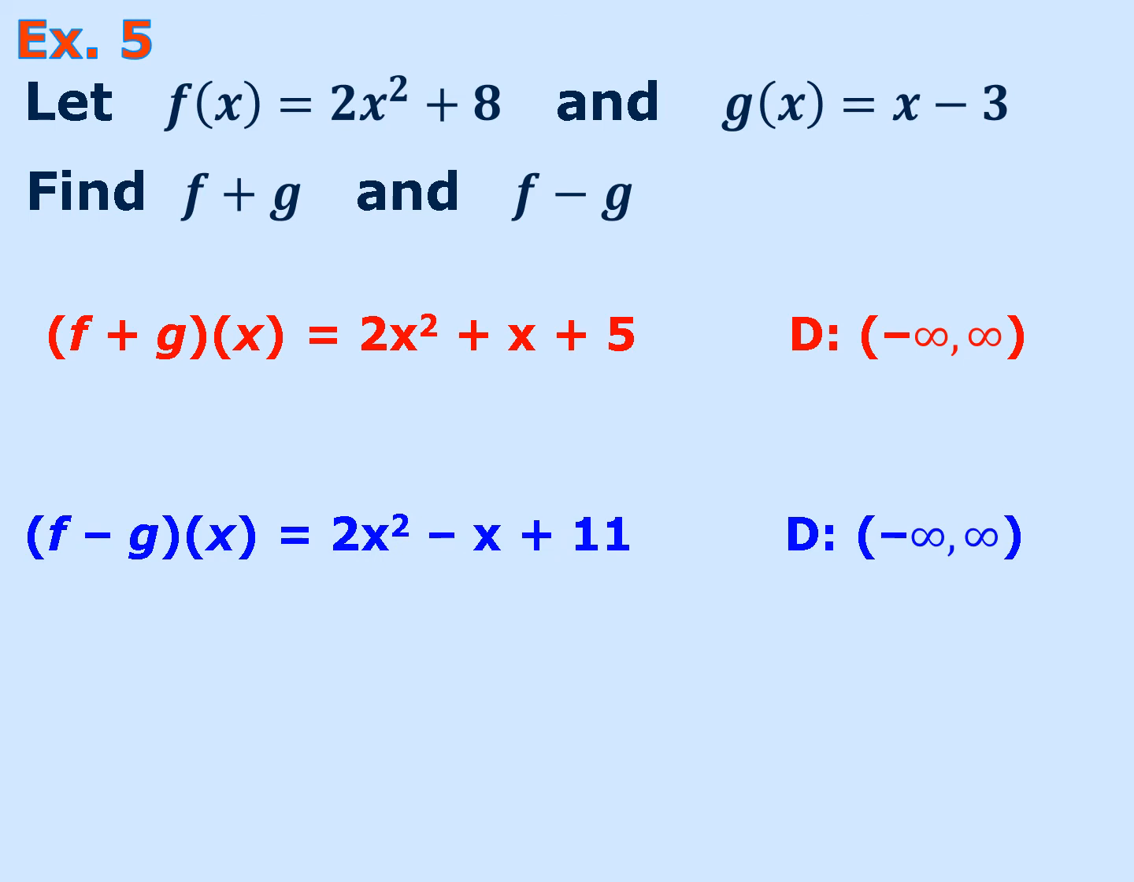F minus g of x, well, don't forget when you subtract, you change the sign on the x, and then the subtraction of 3 becomes plus 3, and you end up with 2x squared minus x plus 11. And of course, that is a quadratic as well, so your domain is negative infinity to infinity. Because negative infinity to infinity is basically all real numbers. They mean the same thing.